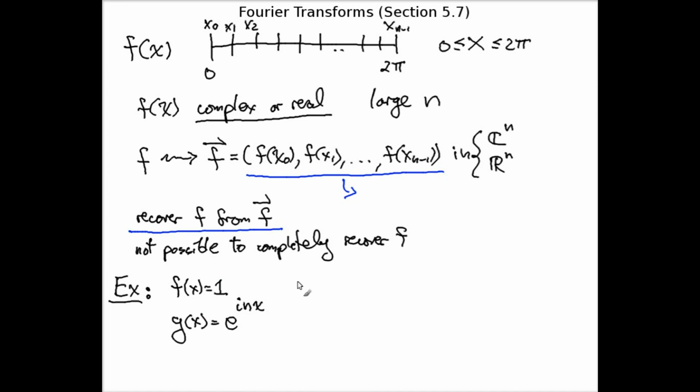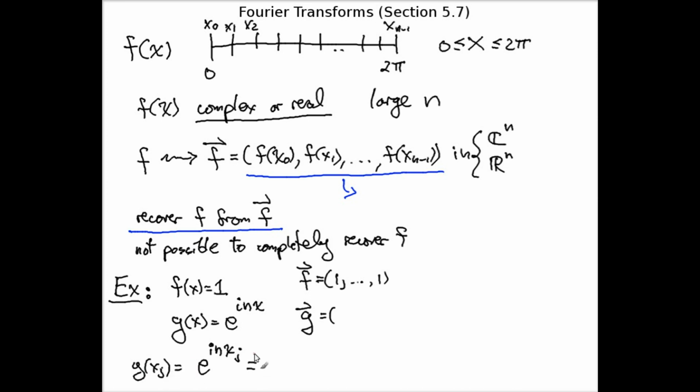Well, what are the vectors for these guys? Well, f is just the constant vector 1, of course. And what is g? Well, g is going to involve, I need to know what g of xj is. So I need to compute e to the i n xj. So this is g of xj.